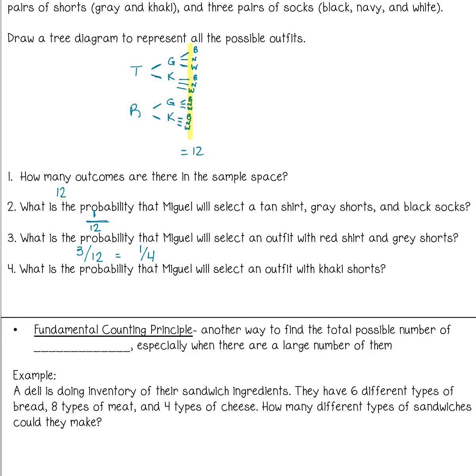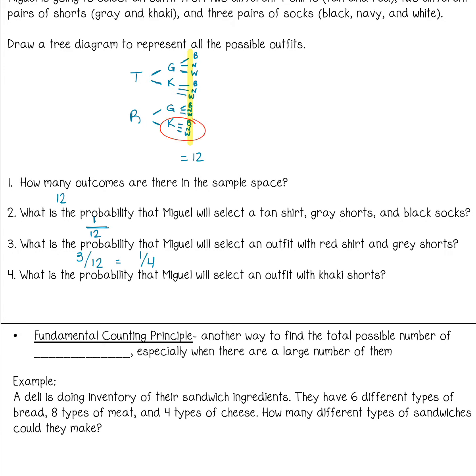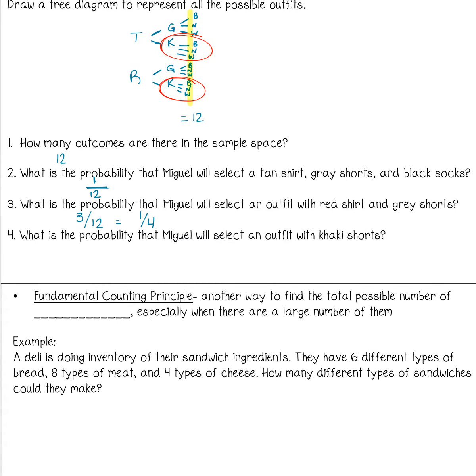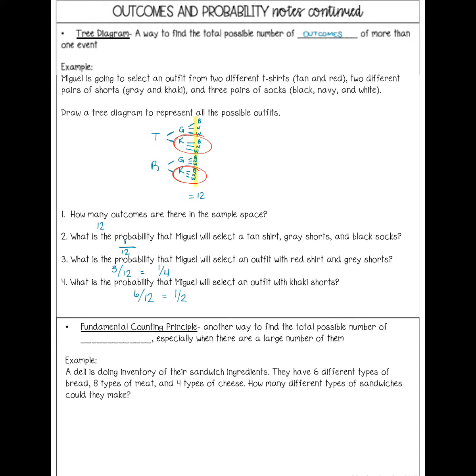What if Miguel just chooses khaki shorts? How many total could that be? So if he goes khaki with a red shirt, there's 3. Khaki with a tan shirt, don't do that to yourself, Miguel. So how many total outcomes do we have? Well, there's 6 out of 12, which would be a 50% chance that he chooses that.